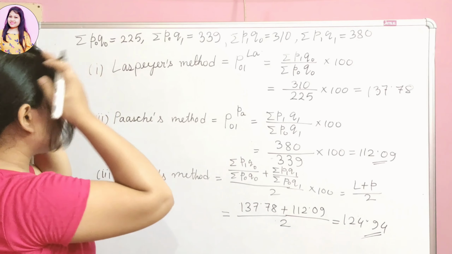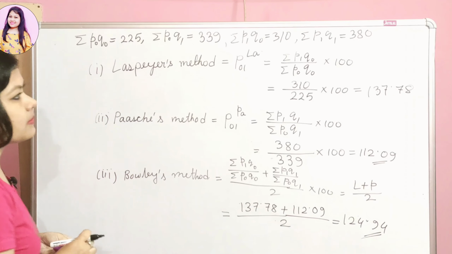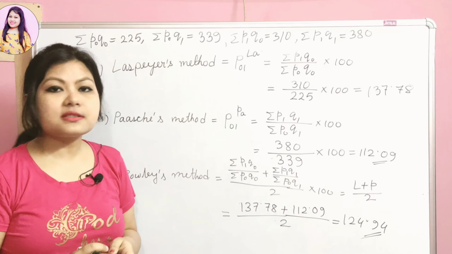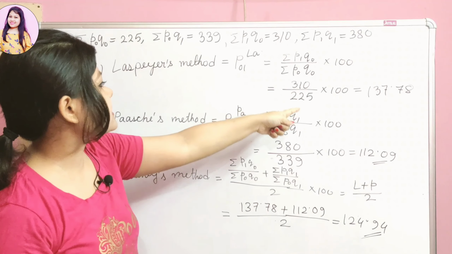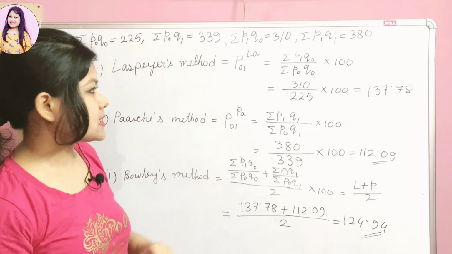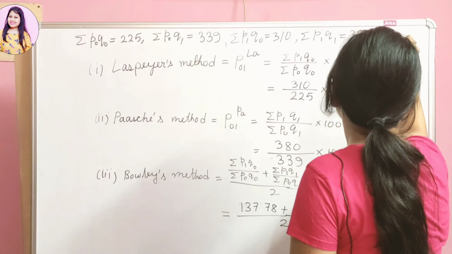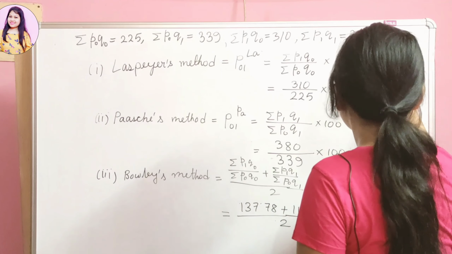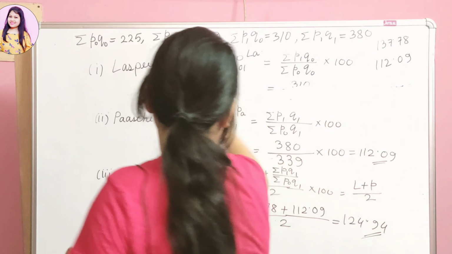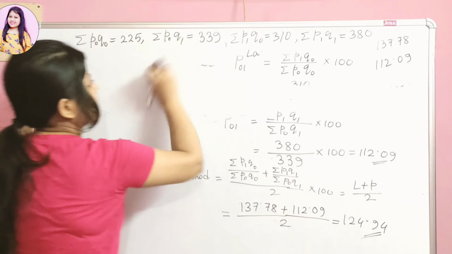Next, we have to find out the Marshall and Edgeworth method. Now, the next value is Fisher's index number. For Fisher's index number, we will also need the Laspeyres' value and the Paasche's value. So I am writing down the values here: 137.78, then 112.09. The first value is for Laspeyres' index number, the second one is Paasche's index number.